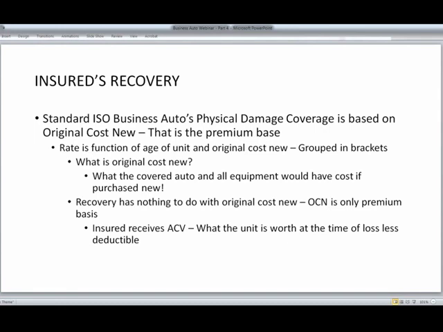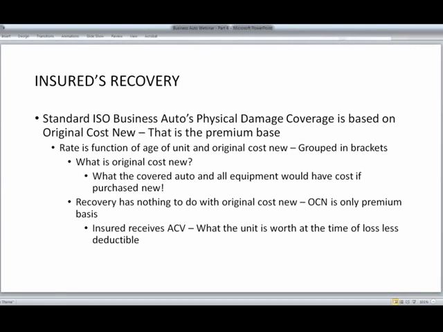The original cost new was shown in the $20,000 range. When the loss happened, the original cost new was $35,000. The adjuster says we only owe the $20,000. That's what's on the policy. No, they owe the $35,000, and the insured would have to pay the difference in premium.